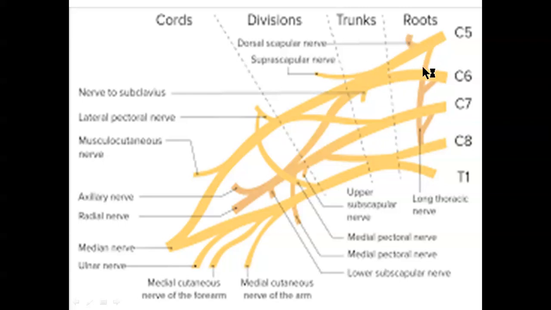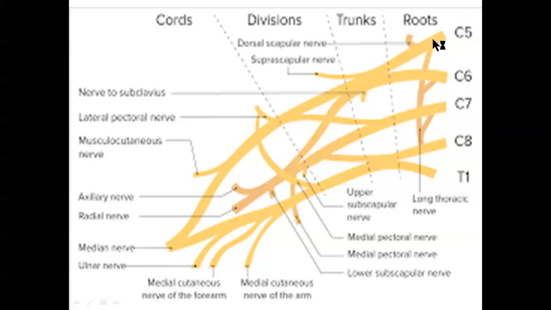So two from the roots and two from the trunks. From the trunks, it would be the suprascapular nerve and the nerve to subclavius. Suprascapular nerve, remember for exam purposes, innervates both the supraspinatus and infraspinatus muscles. Don't get confused that suprascapular just innervates supraspinatus. No, the suprascapular nerve innervates both your supraspinatus and your infraspinatus. That is the muscle above the spine of the scapula and the muscle below the spine of the scapula are both innervated by the suprascapular nerve.